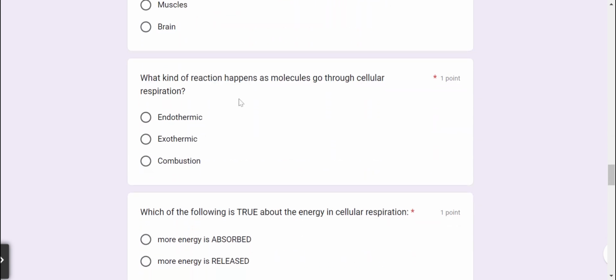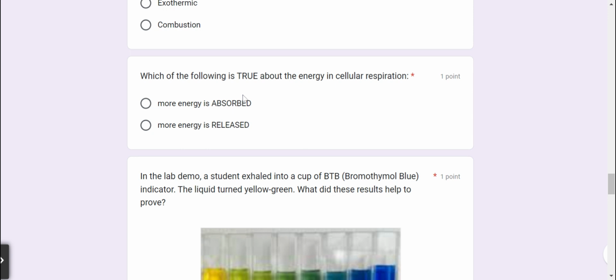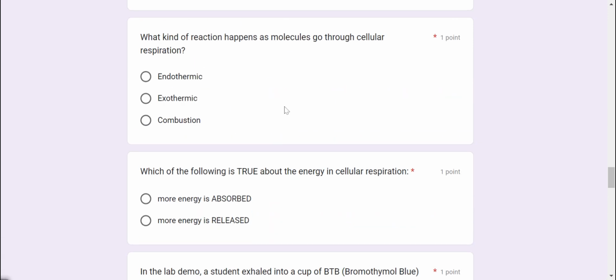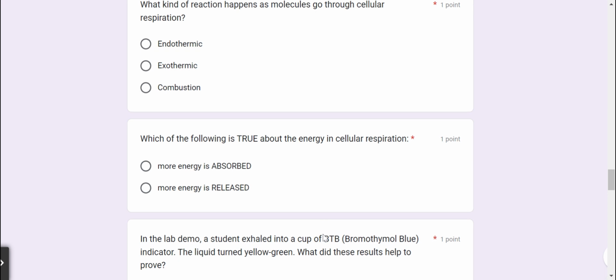What kind of reaction happens as molecules go through cellular respiration? An endothermic, an exothermic, or combustion? Which of the following is true about the energy in cellular respiration? More energy is absorbed, more energy is released. Think about your answer for this, and that might help you.